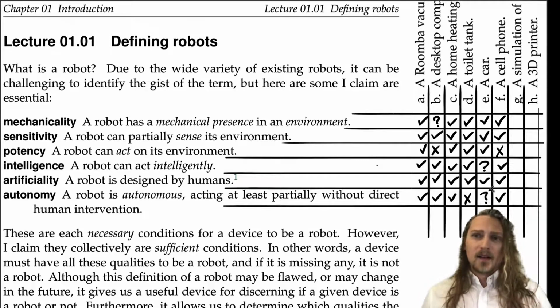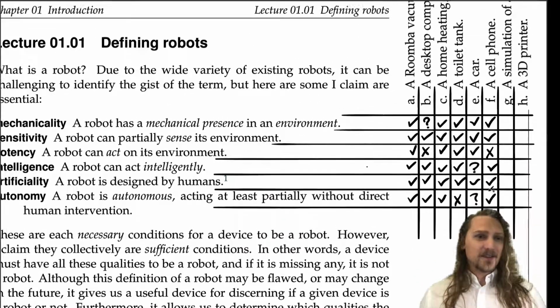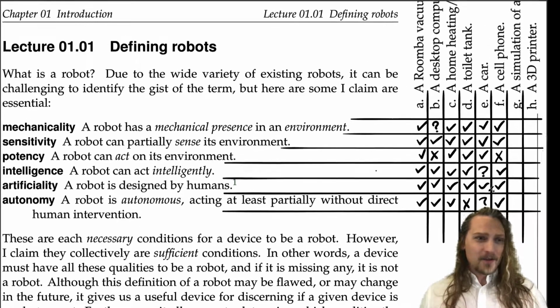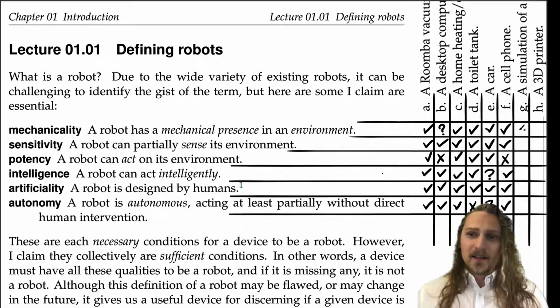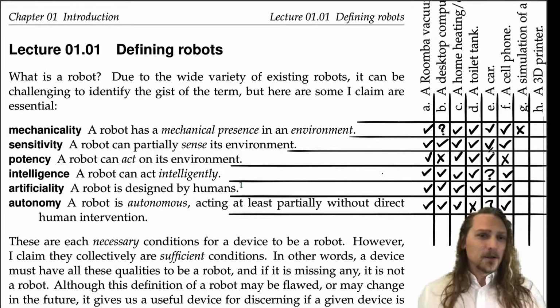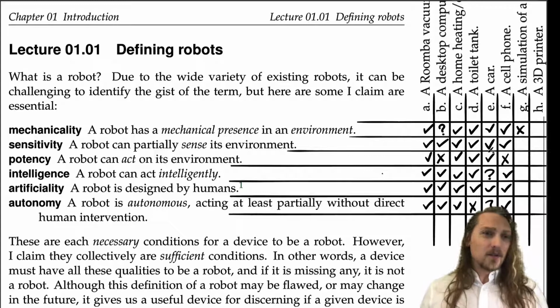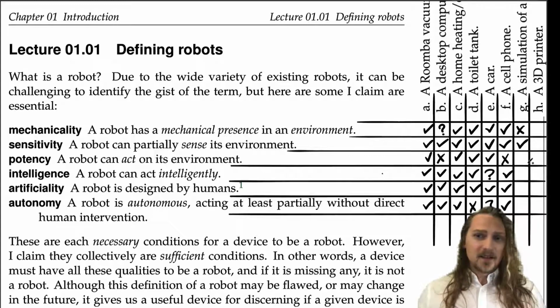Okay, a simulation of a robot. All right, now we're getting philosophical here. So mechanicality doesn't meet. It's not mechanical. It doesn't have any real existence in the world. It's a simulation in a computer, right? It is sensitive. It does have potency inside the simulation. So on the real world, on reality, probably not.